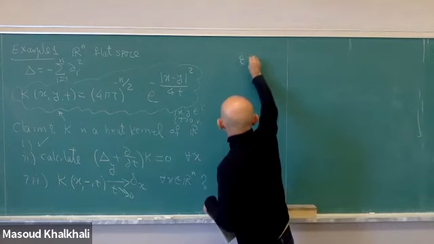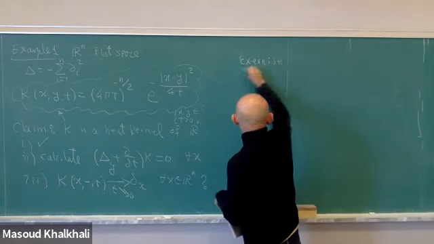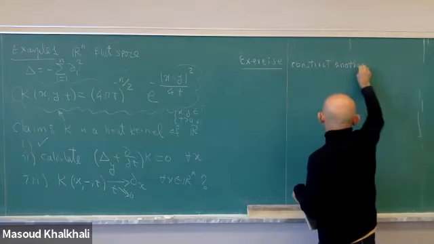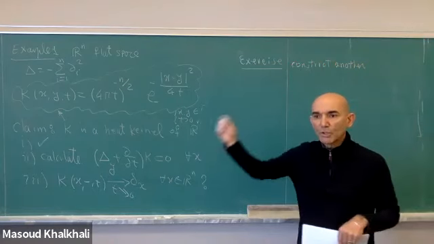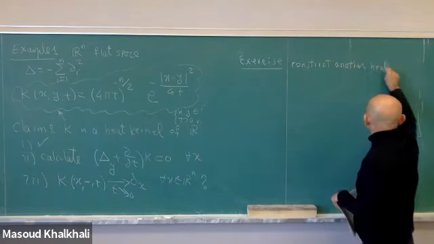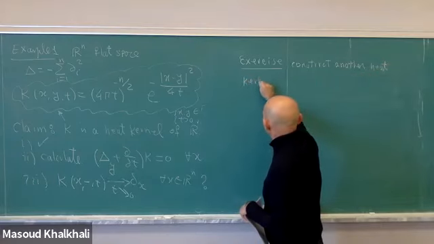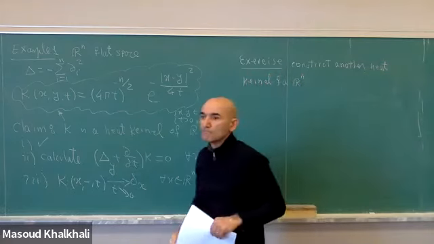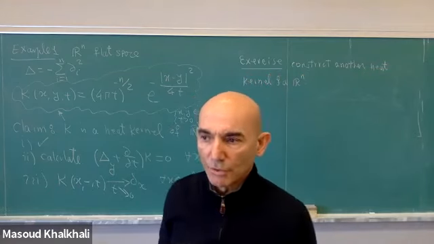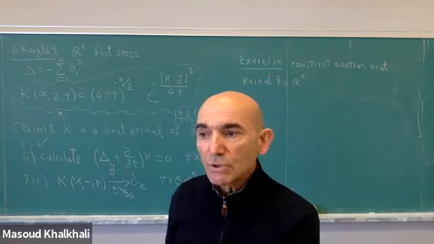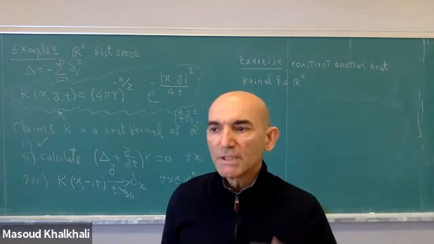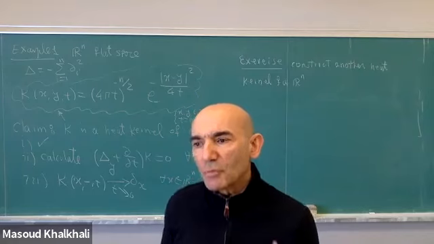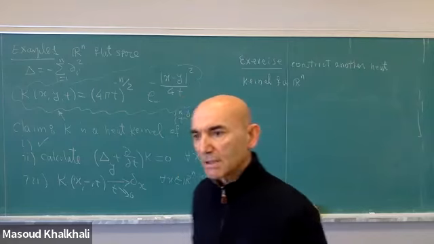So the exercise is: construct another heat kernel for R^n. Okay. In fact, you can construct many, many others. Now, in what sense is this unique? You will discover when you construct those functions, it's a nice exercise, what extra condition you have to impose on this function to guarantee uniqueness. So you'll see.